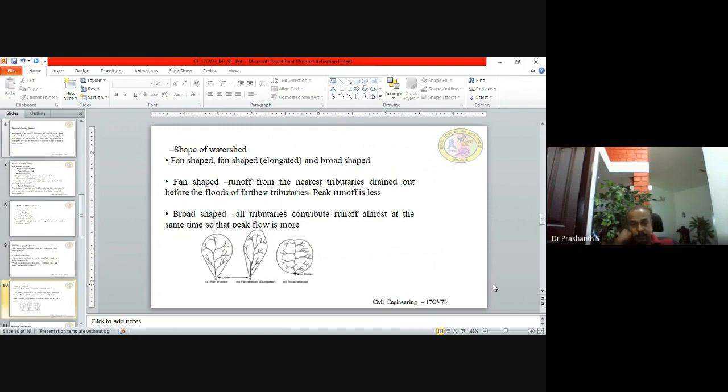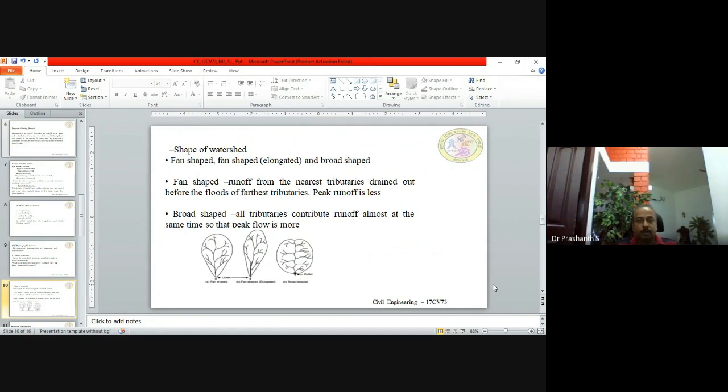There are different shapes: fan shape, fan shape elongated. Then there are some watersheds which will have a broader shape. See in the slide, three figures are given. The first one is the fan shape, the second one is the fan shape with an elongation, and the third one is the broad one. In the fan shape, runoff from the nearest tributary is drained out before the floods of the farthest tributaries, so peak runoff is less in this case.